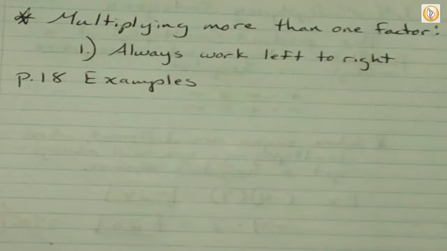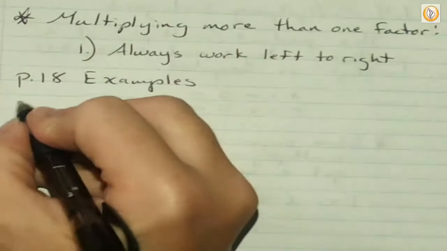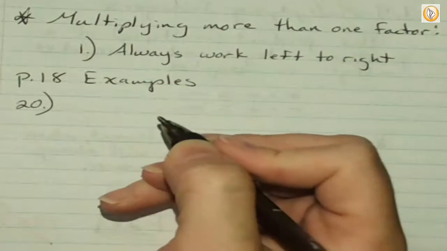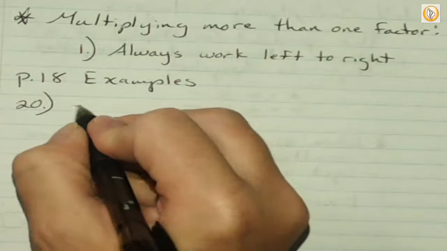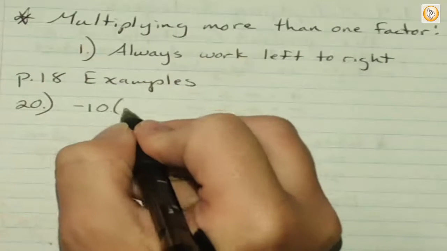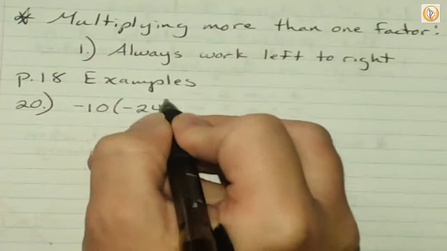Okay, so I think you guys understand the basics. So we're going to move to section B. We're not going to do section A at all today. We're going to do number 20. That's where we're starting. So look at number 20. Negative 10 times negative 24.